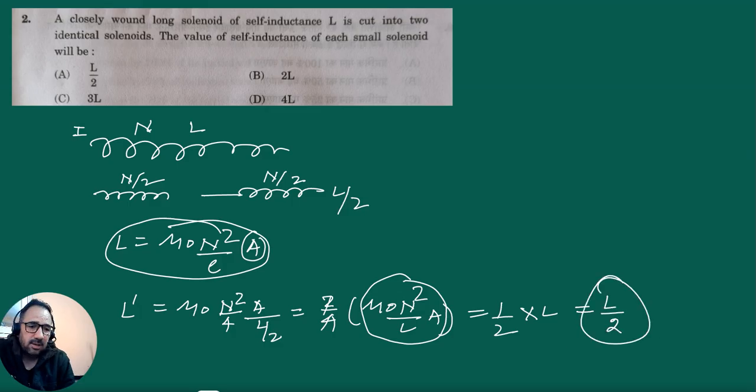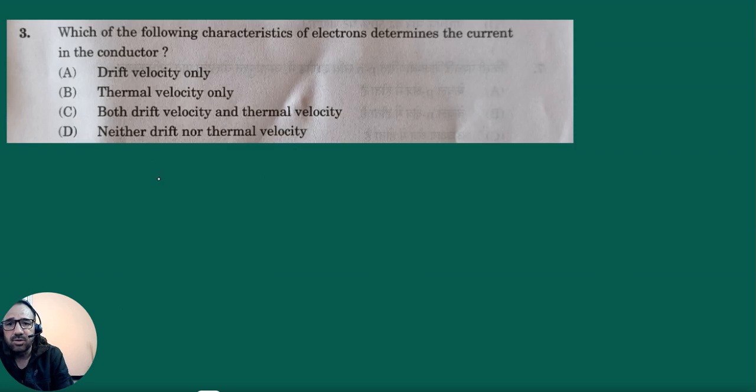Let's come to question number 3. Which of the following characteristics of electron determine the current in a conductor? Here drift velocity and thermal velocity are given. Current is given by n e A vd, where vd is the drift velocity, right? So current is directly proportional to drift velocity. It means current is determined by the drift velocity. So option A is coming correct.